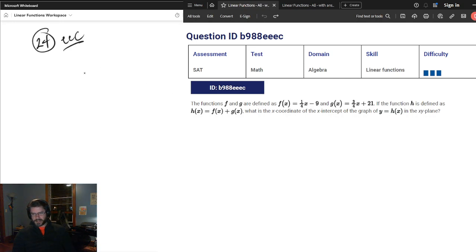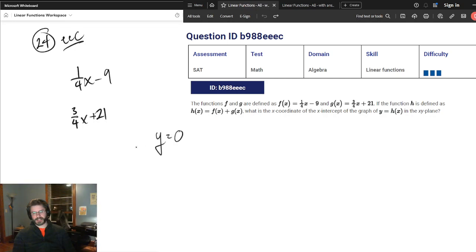F and G are defined as linear functions there. 1/4 x minus 9. Ooh. 3/4 x plus 21. What's the question even asking? H is f plus g. What is the x-coordinate of the x-intercept? Remember, that's when y equals 0 at the x-intercept.